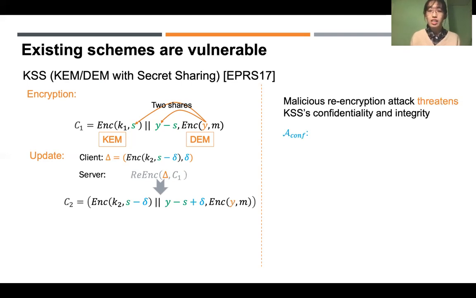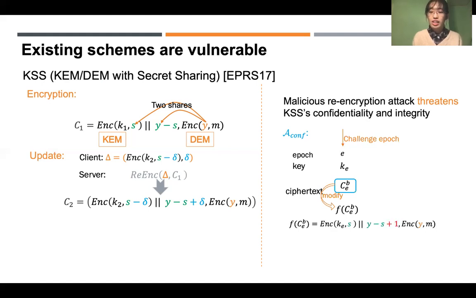We claim that the malicious re-encryption attack can threaten both the confidentiality and the integrity of the KSS scheme. Here we show the threat on confidentiality in detail. We say epoch E is the challenge start epoch. Then the adversary can craft the challenge ciphertext C_E^b, and then he can modify the ciphertext to a new one, just adding one to the share in the body. Then move to the next epoch.